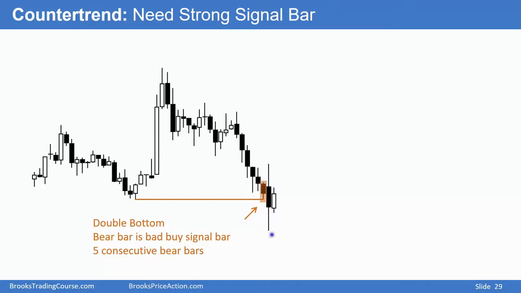Not good. We sold off for a new low, but the bulls bought it, and we ended up with a pretty good looking buy signal bar. Buying above this bar, it's a better looking buy signal bar, plus it's a second entry buy, so it's a higher probability buy.